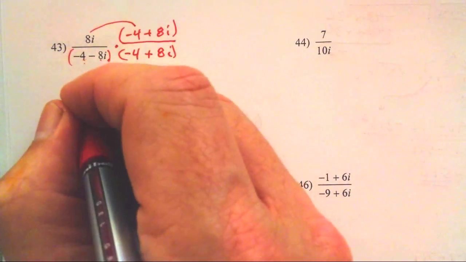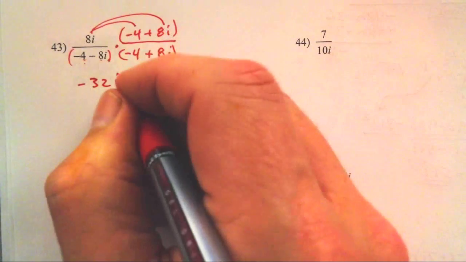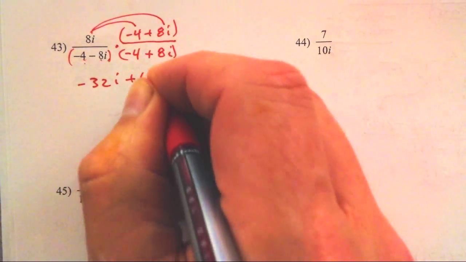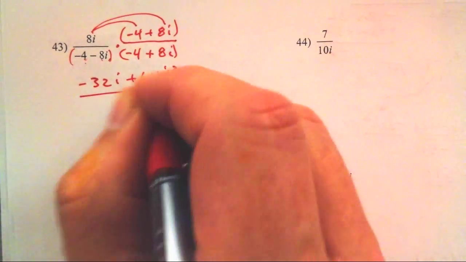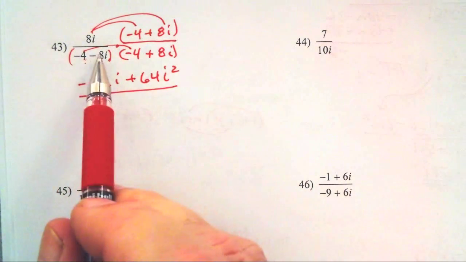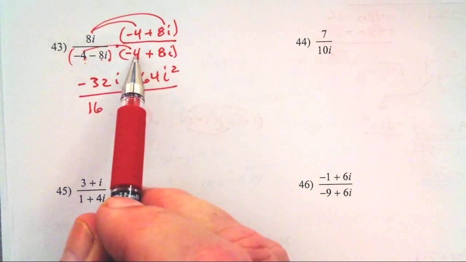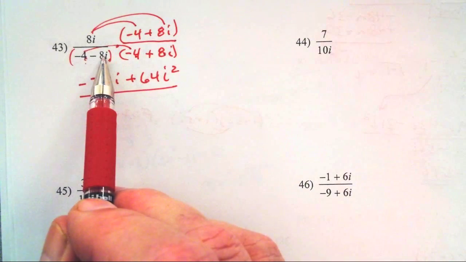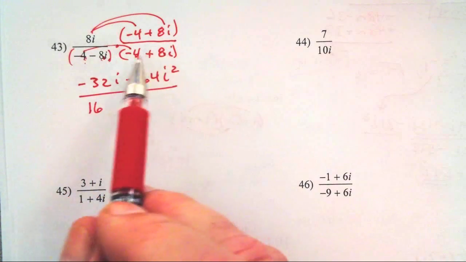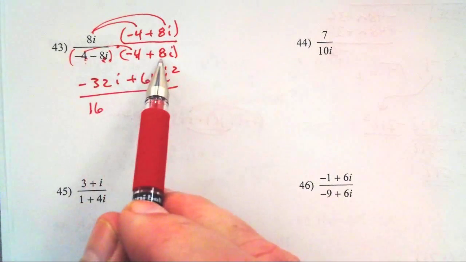Here I'm going to get -32i plus 64i squared on, when I FOIL, I get positive 16. Outsides, -32i's. Inside, positive 32i's, and that's why we use conjugates. -32i's, positive 32i's, and finally, a minus 64i squared.